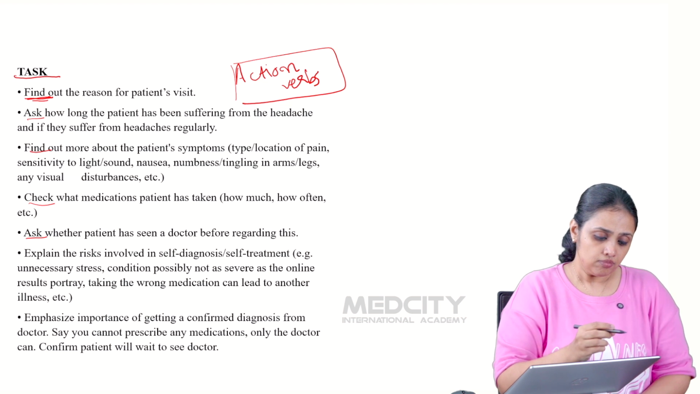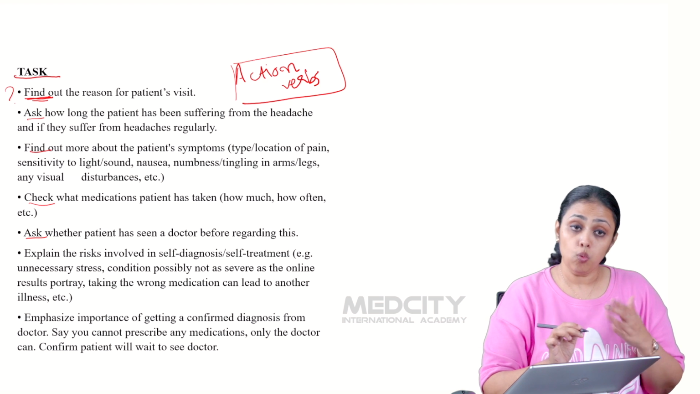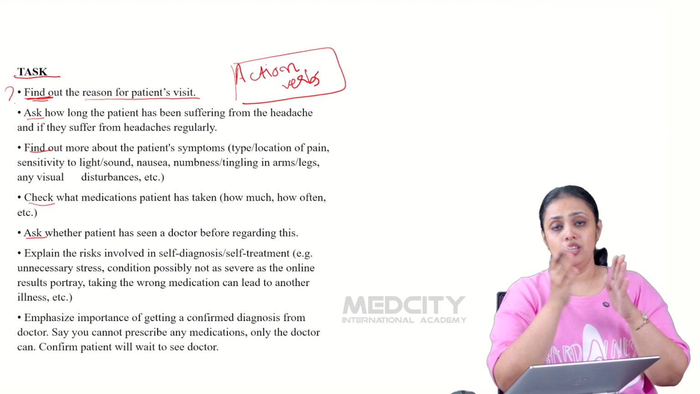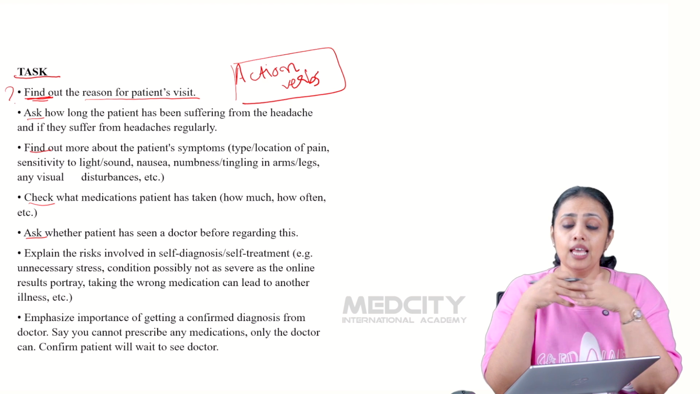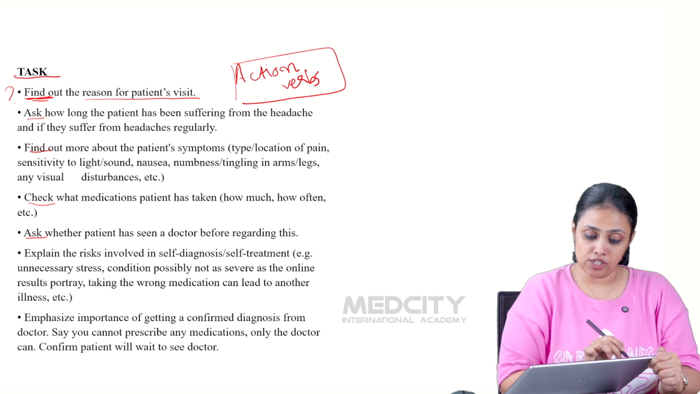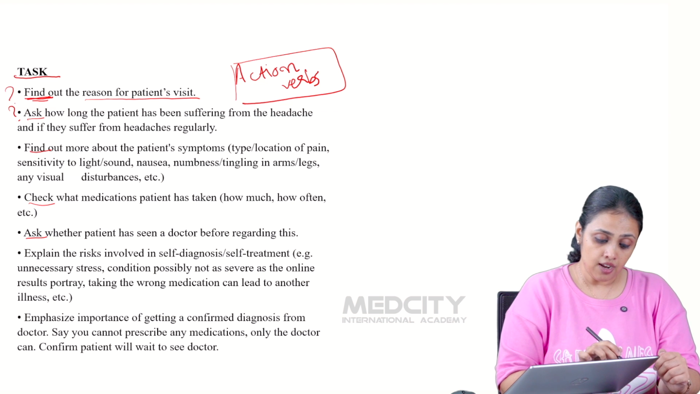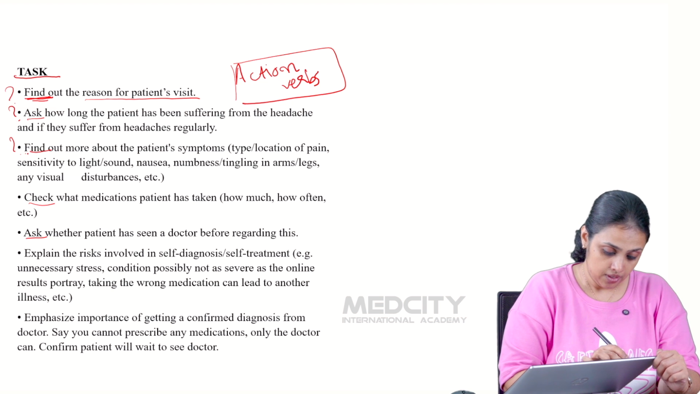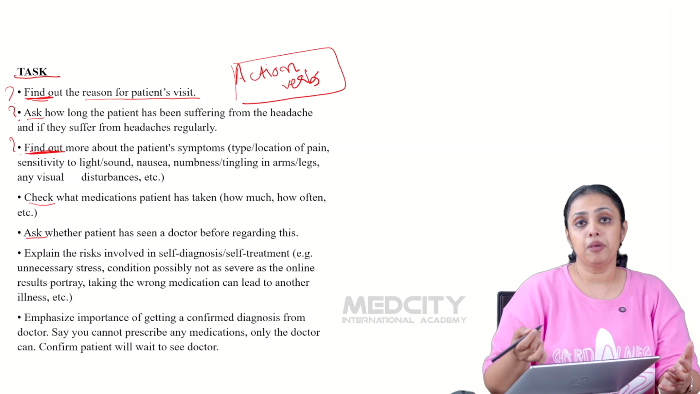the patient. Now, find out means you have to ask a question. What you have to ask? Why the patient has come here. And throughout the conversation, no matter what the age of the patient is, you have to maintain a very polite and respectful attitude, and especially if it's an elderly person, you have to be more careful. Then ask how long the patient has been suffering. Again, ask. So it's a question. You can put a question mark there. Then find out more about the patient's symptoms. Again, it's a question. Then check what medications the patient has taken.